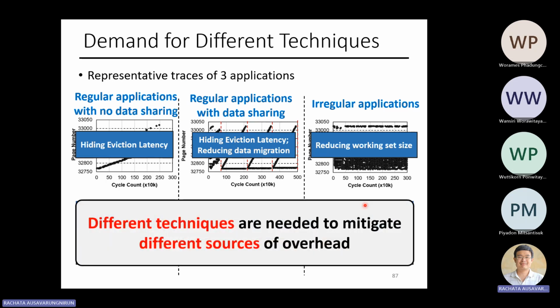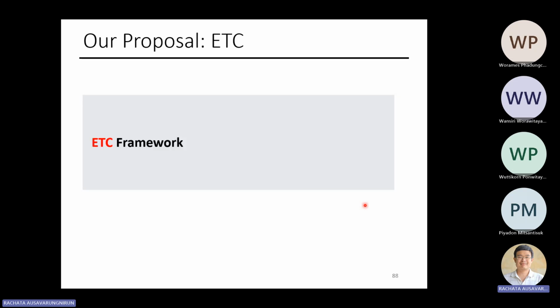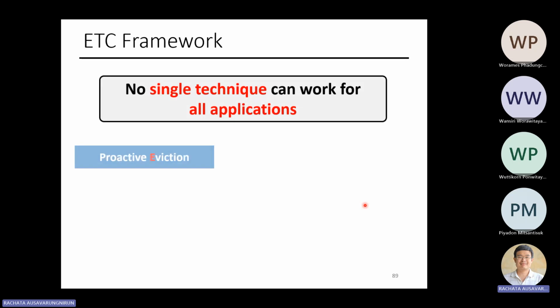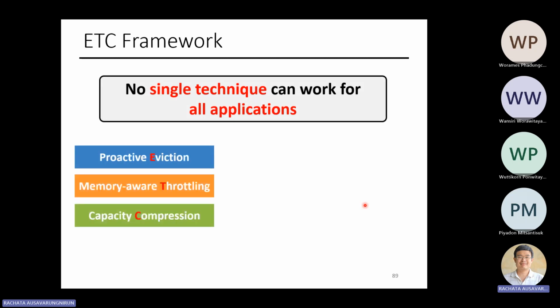To do this, we apply different techniques to mitigate different sources of overhead. Our framework, called ETC, has a classifier to classify applications into different types and perform a few of these three things. Proactive eviction makes sure there's always room on the GPU to fetch new pages in. Throttling means I try to slow the GPU down to make sure they touch fewer addresses. This decreases the working set size. Capacity compression does in-memory compression to decrease the working set size.